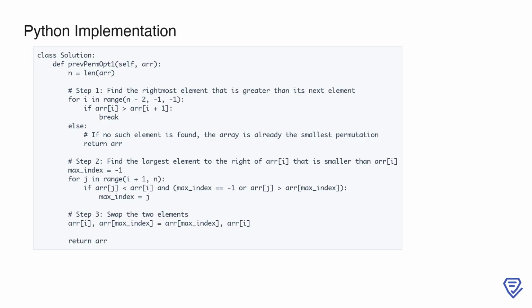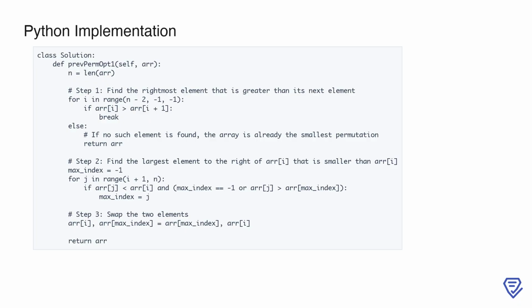This ensures that the resulting permutation is the largest possible while still being smaller than the original array. The search is done in a forward loop from i+1 to the end of the array. After identifying the element to swap with, we exchange arr[i] and the identified element. The final array is returned as the result.